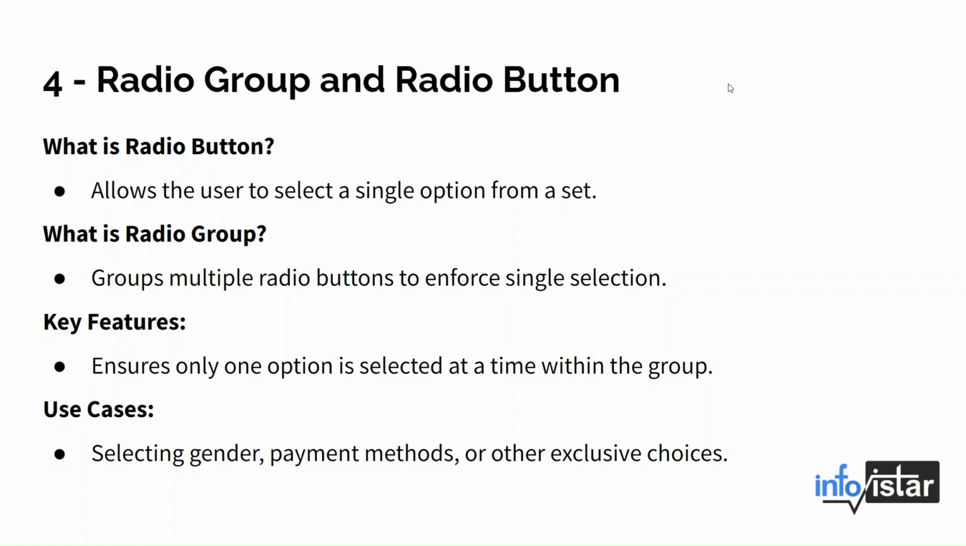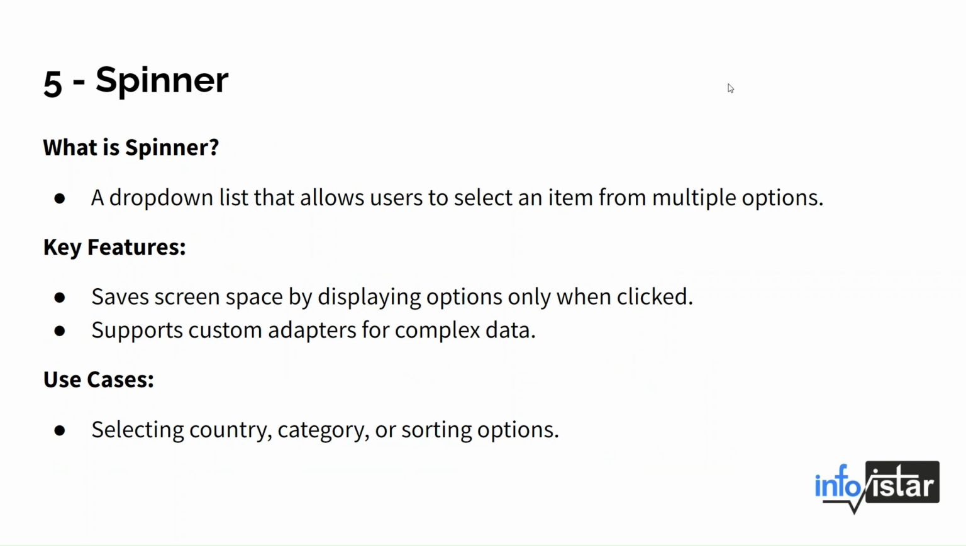Spinner is a kind of drop-down list that allows users to select an item from multiple options. It saves screen space by displaying options when clicked, and it supports a custom adapter for complex data. You can use Spinner for selecting a country, category, or sorting options.